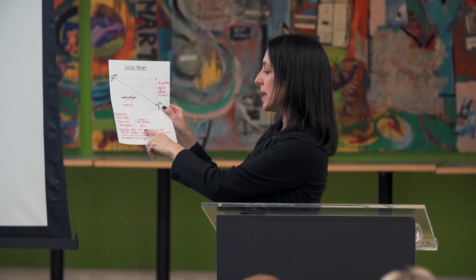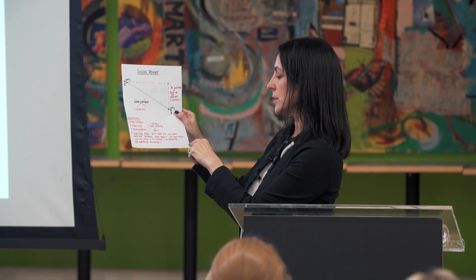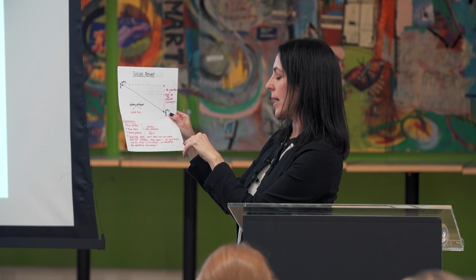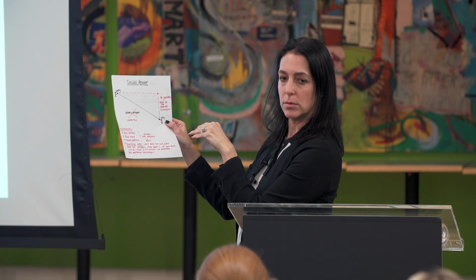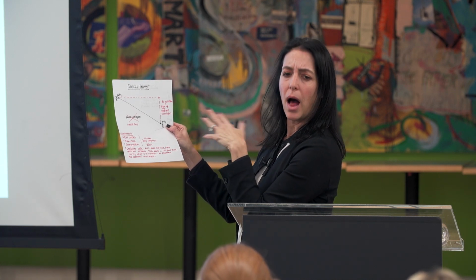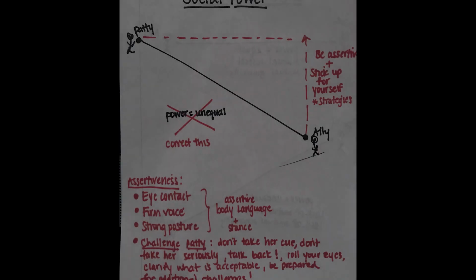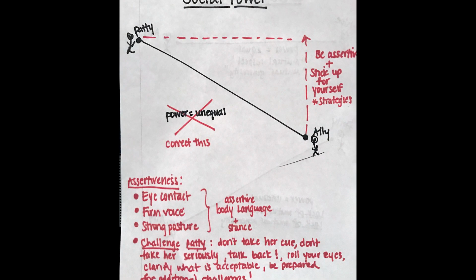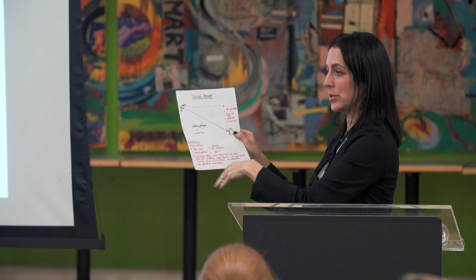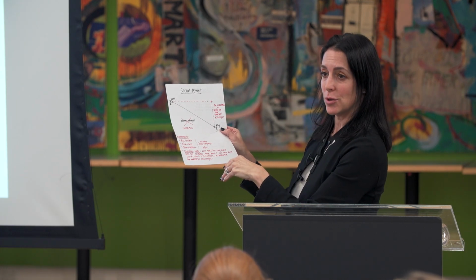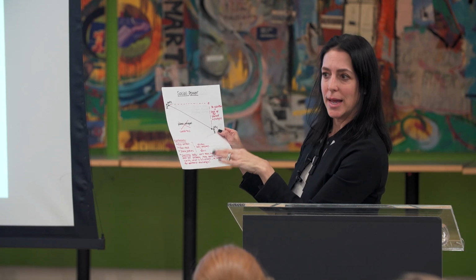So not taking her cue, don't take her seriously, talking back, rolling your eyes, clarify what's acceptable. That's not going to work with me, but I'll get back to you on Halloween. That's like a great response because it's like if someone says, we're going to go and you can't come with us. Okay, well, I'll figure it out and I'll get back to you. It's just discounting their power completely. And it's really hard for kids to learn this. And then once they learn it, it's theirs.